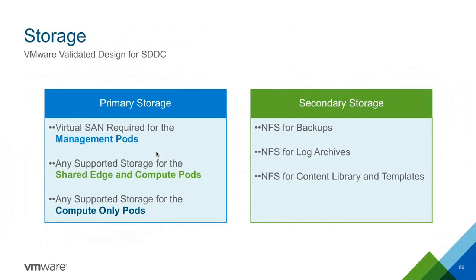And that secondary storage, again, NFS, is used for our backups, to provide guidance for backups, and for our log archives from Log Insight as we roll off logs, and we want to keep them for a retention period. We roll those off to an NFS export, and then for content library and templates that are used for and consumed by vRealize Automation.